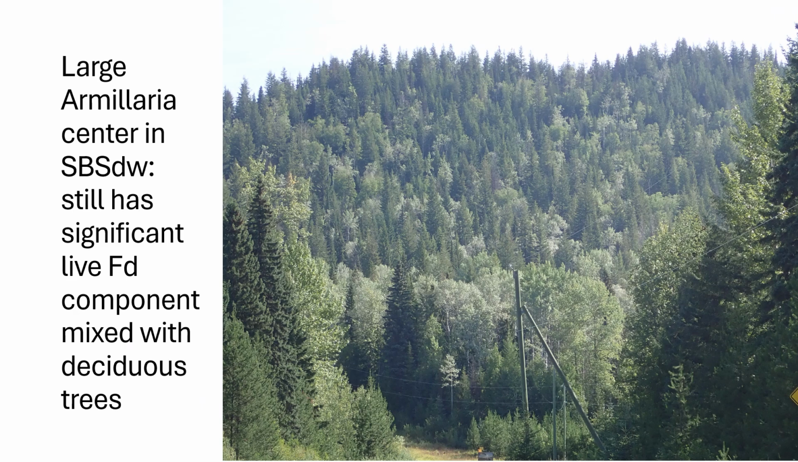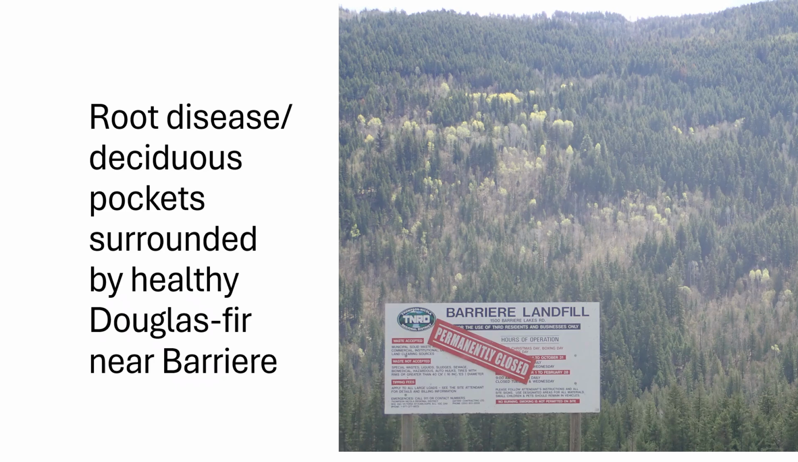With armillaria root disease, the centers are often less well defined. This picture shows a large armillaria center in the interior of BC. There are a number of less susceptible deciduous trees scattered together with healthy-looking Douglas fir and the occasional Douglas fir snag. In these instances, the centers are defined more by the timber type rather than as discrete openings. This photo is taken near Barrière in the spring, and in this instance, the deciduous tree patches indicate areas of root disease, and the surrounding Douglas fir areas are areas with little or no root disease.